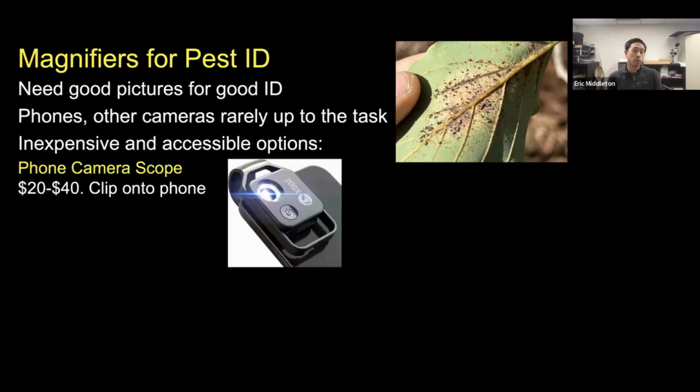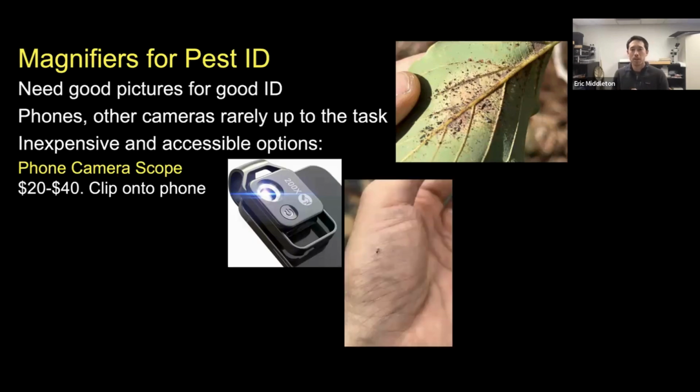One of the things I found most useful are phone camera scopes. So the one that's pictured here, I actually use pretty frequently just out and about in the field. This is about $37, I think, total, and there's some that are even cheaper at about $20. It basically clips onto your phone, goes over your phone camera, and allows you to take pictures very, very close of different insects that you might encounter.